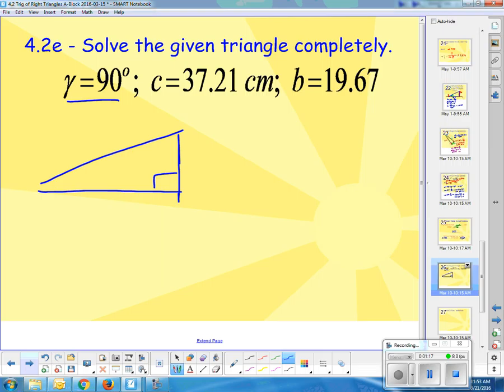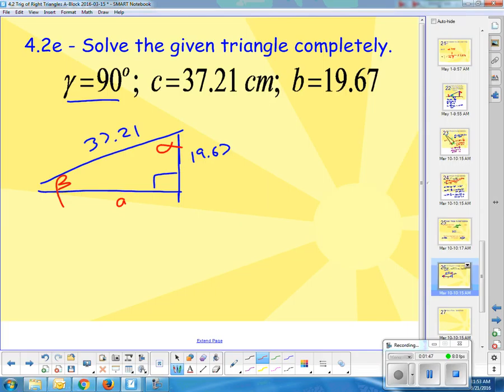That will be my angle gamma, my 90 degrees. The side C will be opposite my 90-degree angle. And the side B, it doesn't matter. I could label it whichever side I want. So I'm going to call that 19.67. That will be my B. Once I've done that with B, however, that forces this angle to be beta, this angle to be alpha, and this side to be A. And those are the three things I need to find.